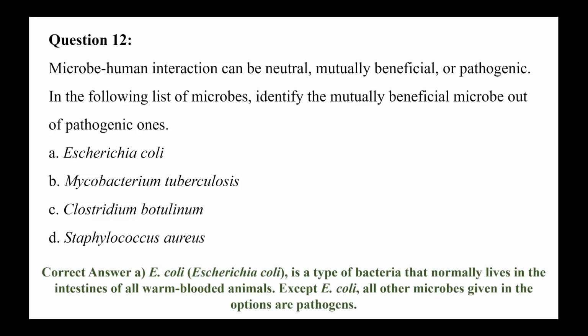E. coli, or Escherichia coli, is a type of bacteria that normally lives in the intestines of all warm-blooded animals. Except E. coli, all other microbes given in the options are pathogens. E. coli is normally found in the gut as gut bacteria, so it helps maintain good gut health. Mycobacterium tuberculosis is the causative agent of tuberculosis.